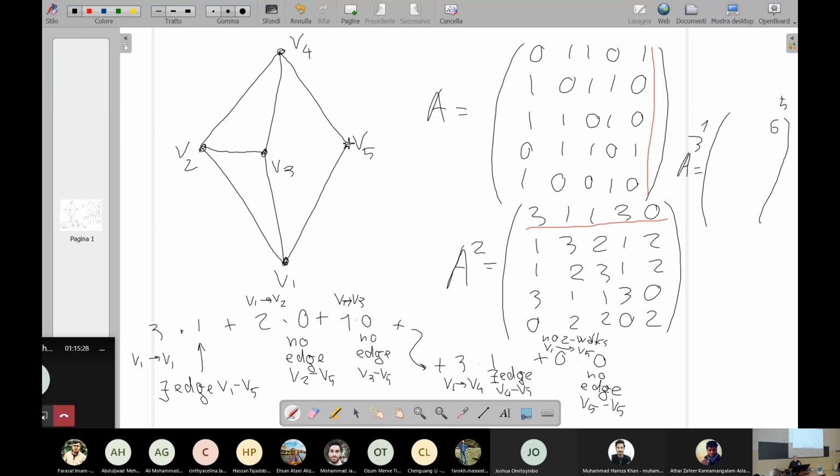How did we count them? By saying how many 2-walks from V1 to itself? 3. Do we have a final edge from V1 to V5 in order to make out of these 3 2-walks 3-walks? Sure thing. 1, 2, 3, 1, 2, 3, and 1, 2, 3. Okay.